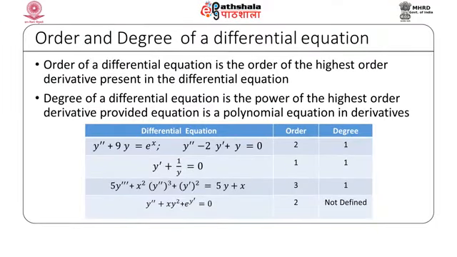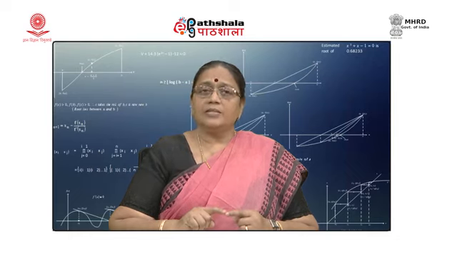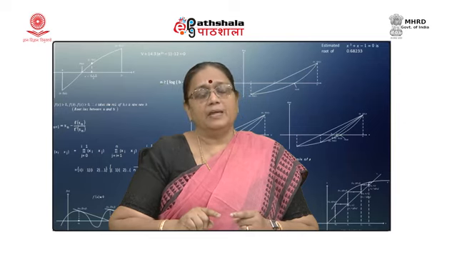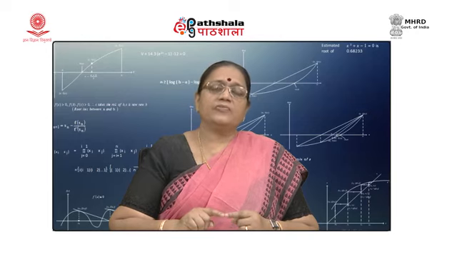Look at the last row, y double dash plus x y square plus e raised to y dash equal to 0. In this differential equation the order is 2, but what about the degree? See, this differential equation is not a polynomial in the derivatives of y, and as a result the degree of this differential equation is not defined.